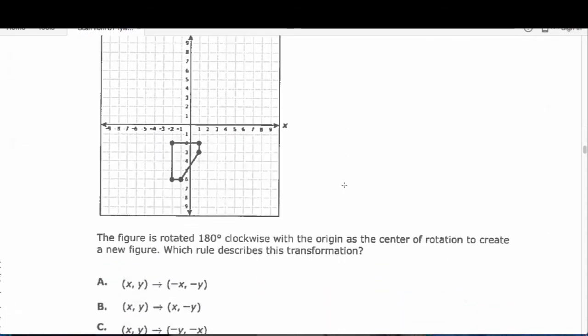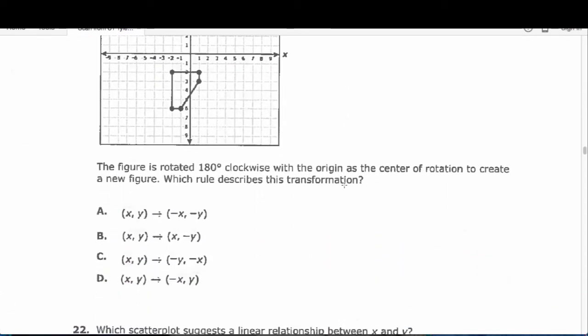Question 21. A figure is graphed on a coordinate grid as shown. The figure is rotated 180 degrees clockwise with the origin as the center of rotation to create a new figure. Which rule describes this transformation? A. (x, y) to (negative x, negative y). B. (x, y) to (x, negative y). C. (x, y) to (negative y, negative x). D. (x, y) to (negative x, y).